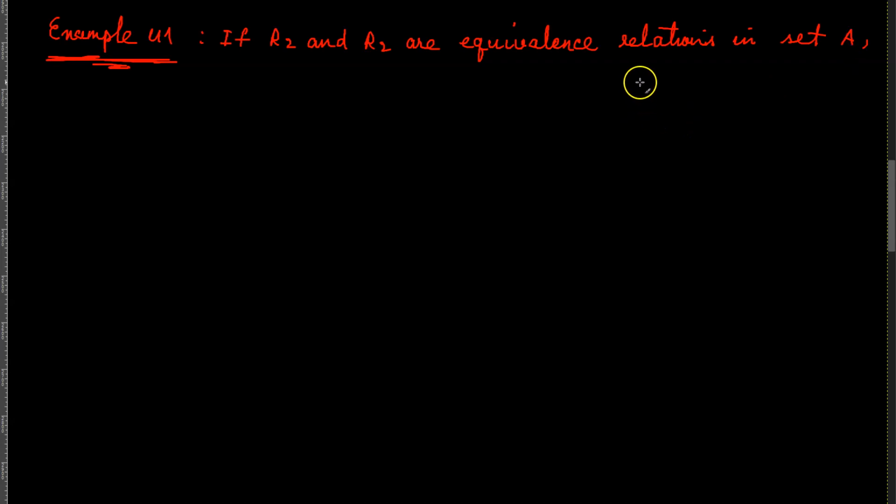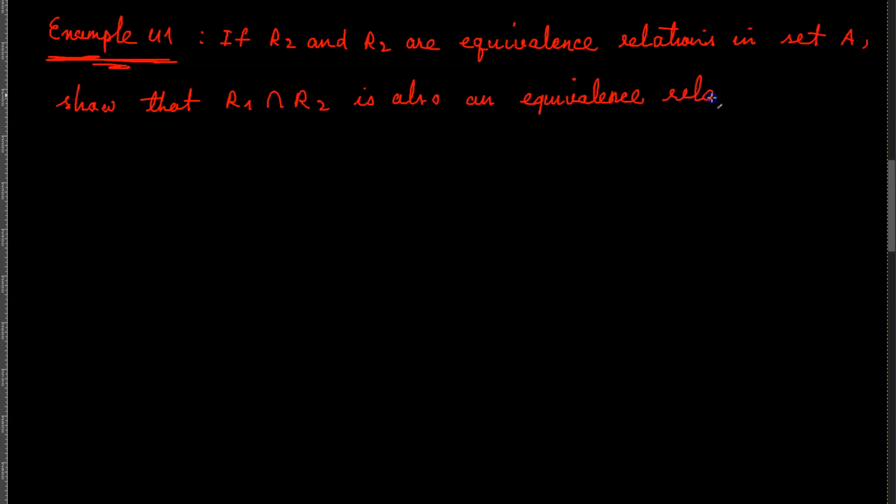Example 41 is: if R1 and R2 are equivalence relations in set A, show that R1 intersection R2 is also an equivalence relation.